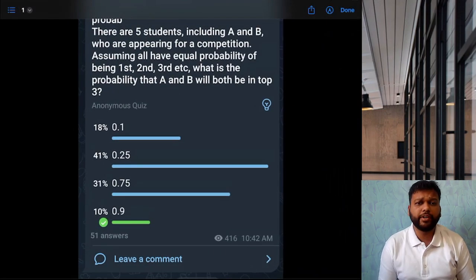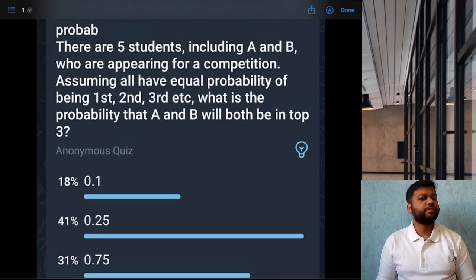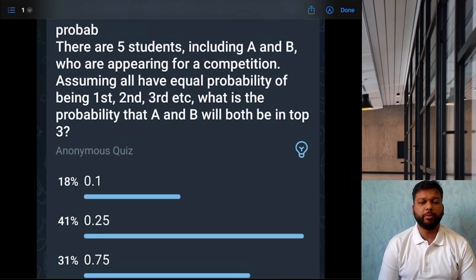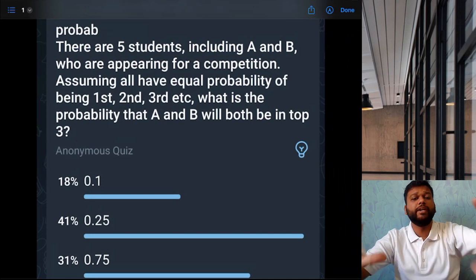Okay. Here the options were wrong, but let's solve. There are 5 students including A and B who are appearing for a competition. Assuming all have equal probability of being first, second, third, etc. What is the probability that A and B will both be in top 3?